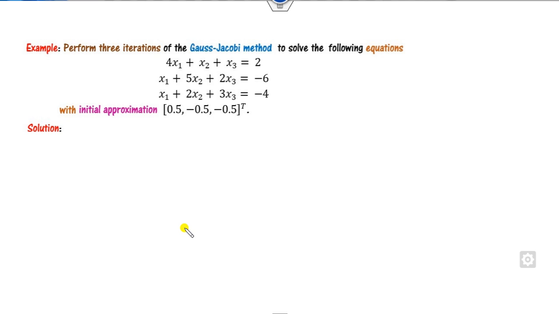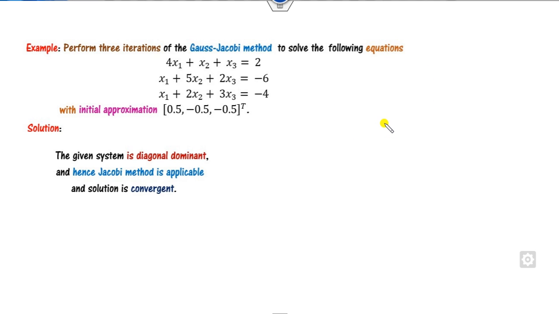Look at one more example here. So check whether it's diagonally dominant. So you can see 4 is greater than |1| + |1|, 5 is greater than |1| + |2|, 3 is greater than or equal to |1| + |2|. So all are satisfied, hence it is diagonally dominant. So it means the Jacobi method is applicable and you can get the solution here.